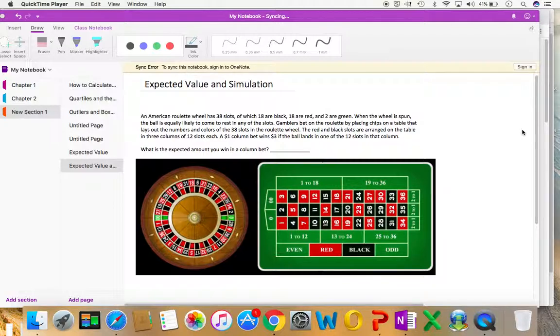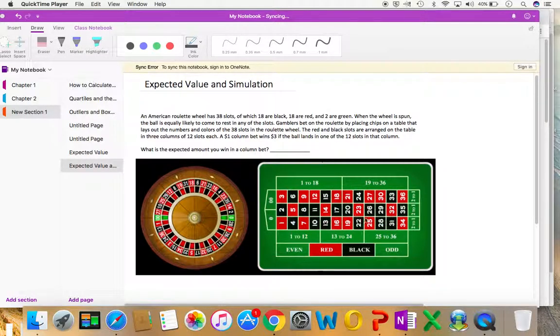So enough movie talk. Let's get to the actual problem here. We have an American roulette wheel that has 38 slots: 18 are black, 18 are red, and 2 are green. When the wheel is spun, the ball is equally likely to come to rest in any slot. You can see over here we have a roulette wheel to our left, and basically how it works is the dealer will spin a little white ball, which will spin on its axis, and then it'll land in one of these spots.